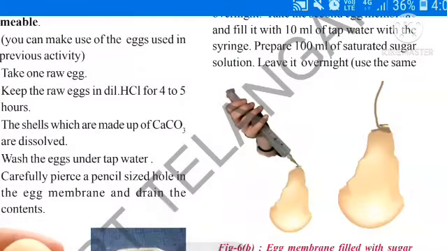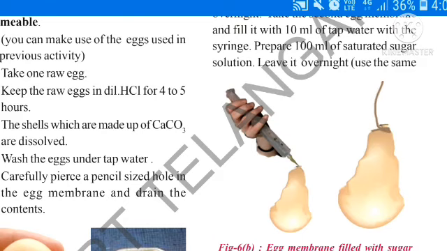Measure 100 ml of tap water in a beaker. Keep the egg membrane in the fresh water beaker. Leave it overnight. Take the second egg membrane and fill it with 10 ml of tap water with a syringe. Prepare 100 ml of saturated sugar solution and keep the egg membrane in it. Leave it overnight. Measure the contents of the egg membranes and beakers.